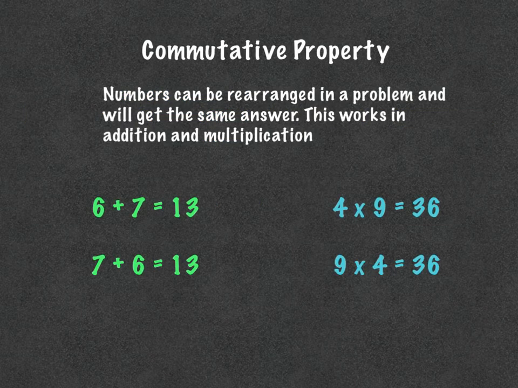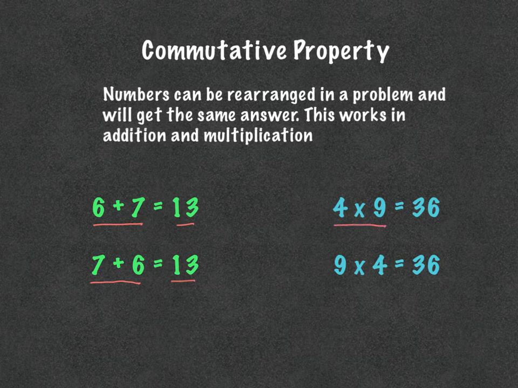Another definition that's going to be important here is the commutative property. You've known this for a while, you may not have known what it was called, but basically numbers can be rearranged in a problem and you'll get the same answer. This works in addition and also in multiplication. So 6 plus 7 equals 13, but 7 plus 6 also equals 13. We can rearrange those two numbers and get the same answer.